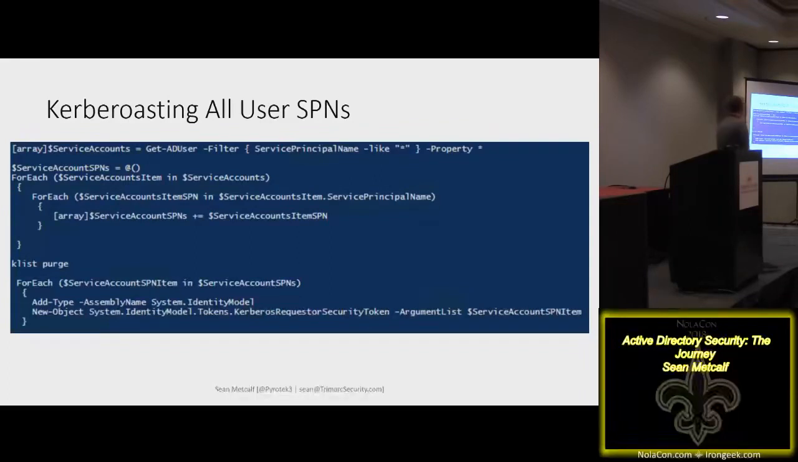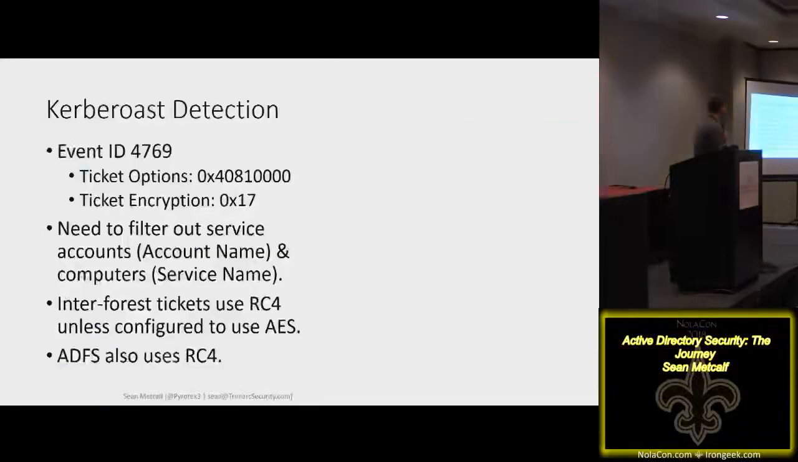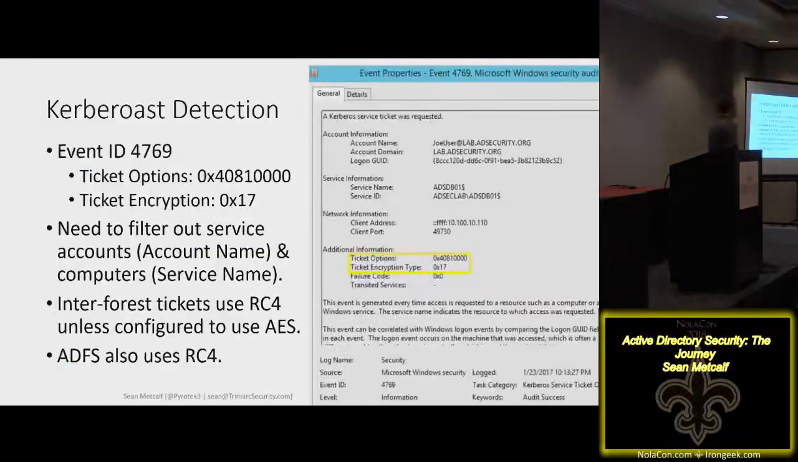So I wrote a very quick PowerShell script, actually there's a bug in this which duplicates, that goes through and gathers service tickets for all of the accounts that have an associated service principal name. Those are service accounts. And I get a bunch of service tickets. Key to this is all of them are RC4 HMAC, which means they're encrypted with the NTLM password hash of the associated service account.